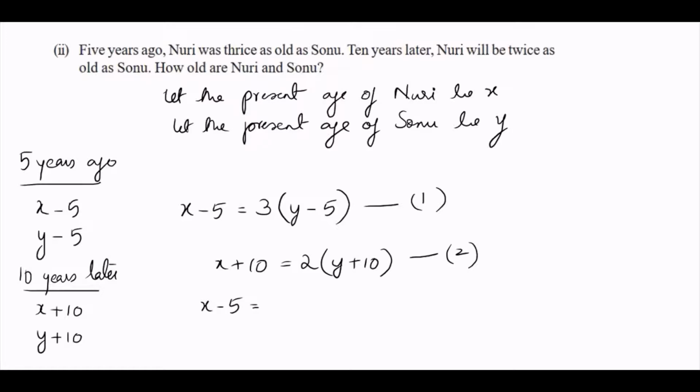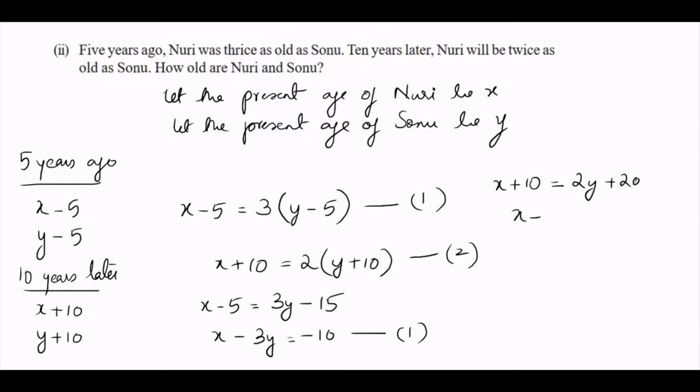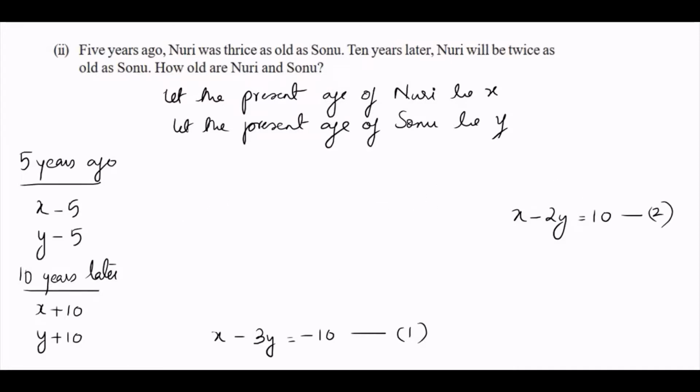X minus 5 is equal to 3Y minus 15. So X minus 3Y is equal to minus 15 plus 5, that is minus 10. So let this be the first equation. Now we have to rearrange the second equation. That is X plus 10 is equal to 2Y plus 20. So X minus 2Y is equal to 20 minus 10, that is 10. That is the second equation.